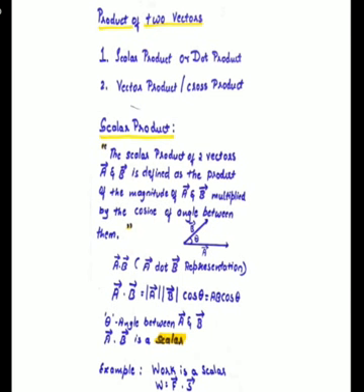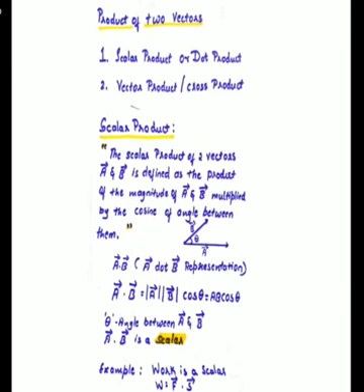So, how can we define the term scalar product? The scalar product of two vectors, vector A and vector B, is defined as the product of the magnitudes of vectors A and B, multiplied by the cosine of the angle between them. See here, vector A dot vector B, it's the notation A dot B. How to pronounce it? Vector A dot vector B.